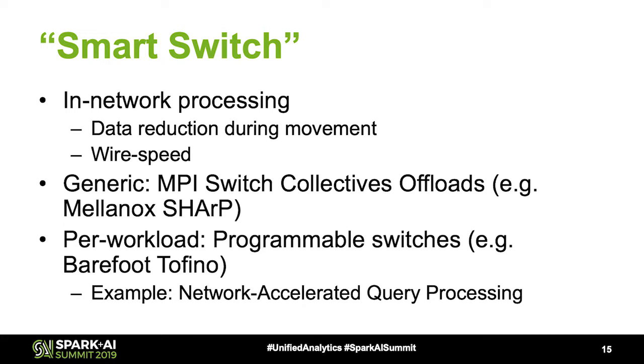Two examples of this approach: the more generic one is the MPI switch collectives offloads. An example of an implementation for it is the Mellanox SHARP. It's basically a library that is able to reduce data as it flows through the switch, meaning that the endpoint will get the data in a different form, maybe reduced a little bit in size. And the nice thing about this is that it is opportunistic. It means that it doesn't stop or block; if it can make any progress on the data, it will just accelerate as much as possible and keep the flow going.